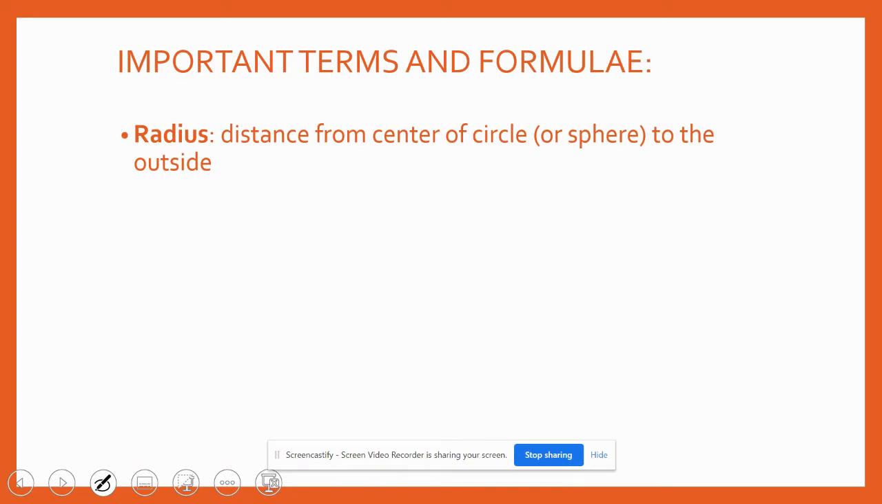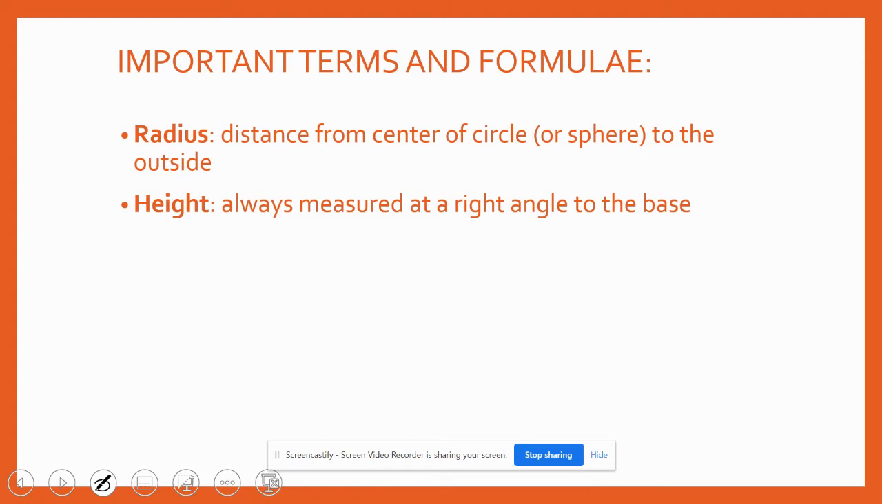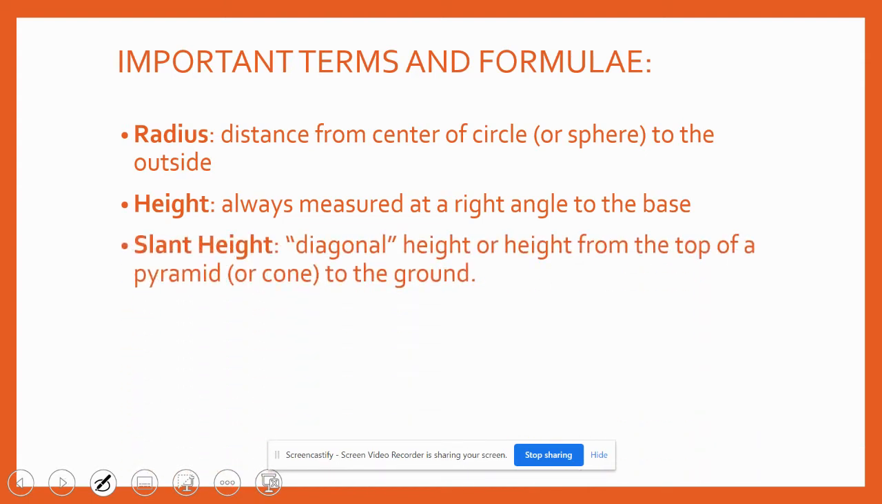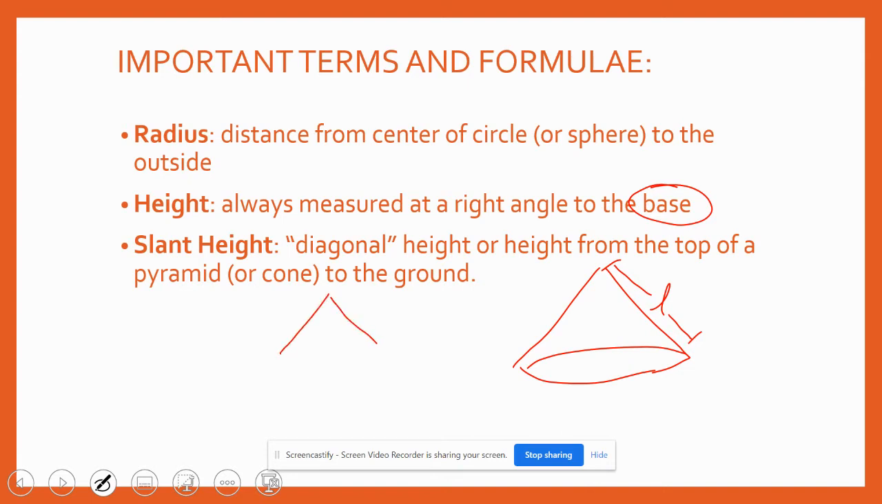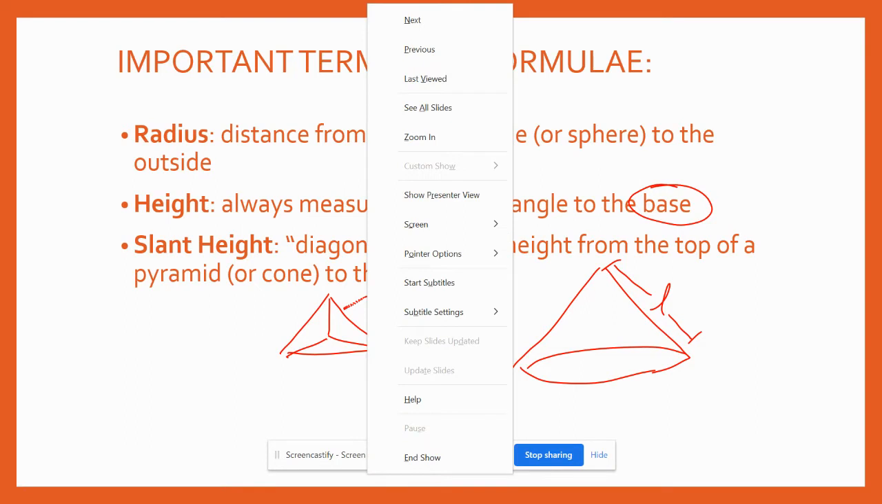Important terms: radius is the distance from the center of a circle to the outside. Height is always vertical. The key with the height is that you know what the base is. Slant height is just how it sounds. If you have a cone, this is the slant height, often called L. The same thing with the pyramid, depending on what the base of your pyramid is. But the slant height is this outside height.